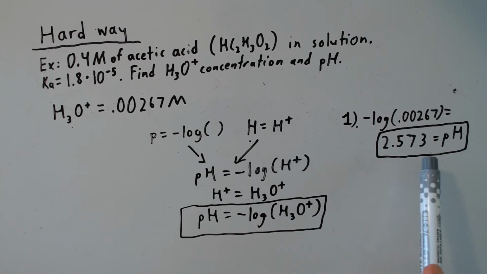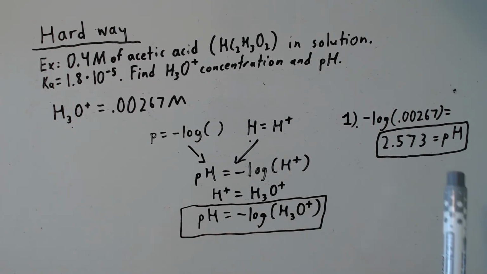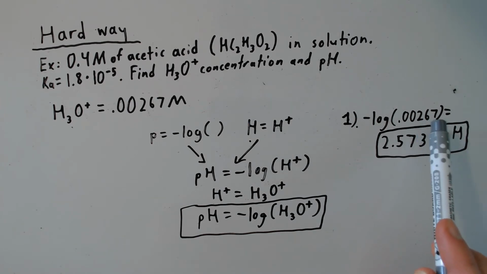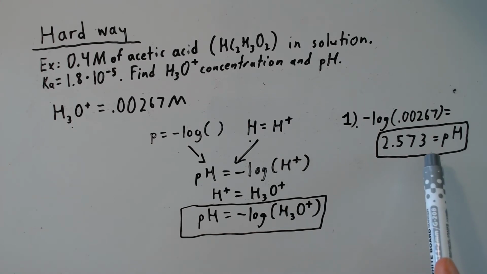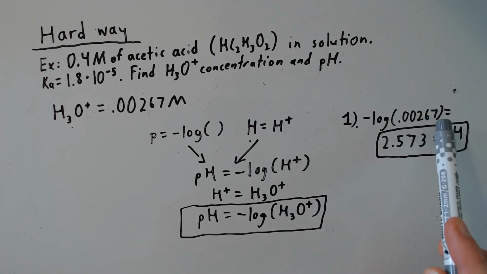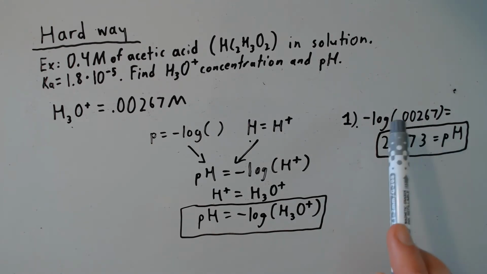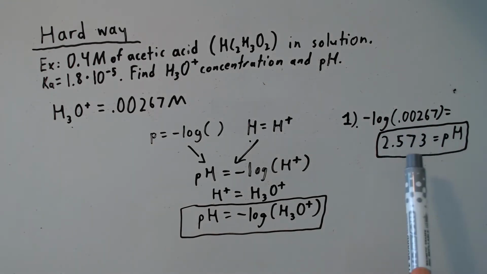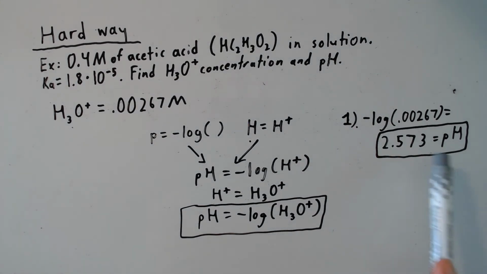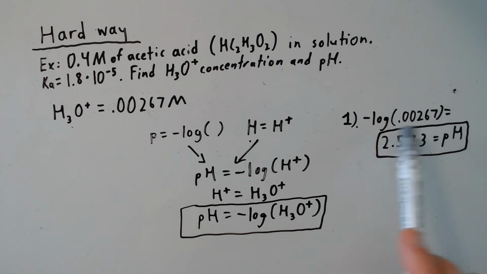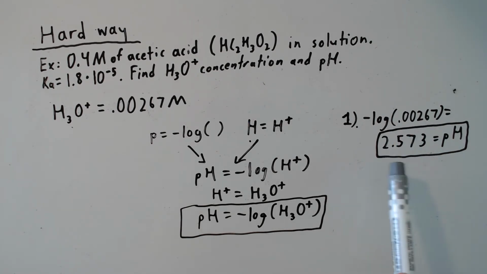2.573. Now for significant figures of the pH, the rule goes that the number of significant figures in the concentration is the same as the number of decimal places in the pH. So here we have 1, 2, 3 significant figures in our concentration of H3O+. Therefore, we have 1, 2, 3 decimal places in the pH. So the number of significant figures in the concentration equals the number of decimal places in the pH. That is the significant figure rule for these types of problems.